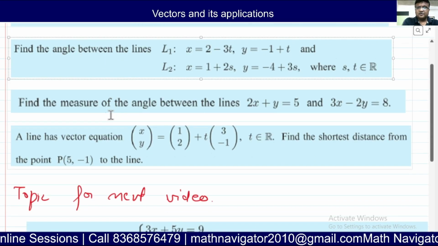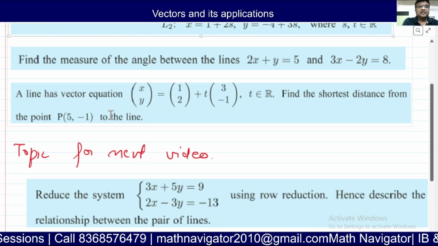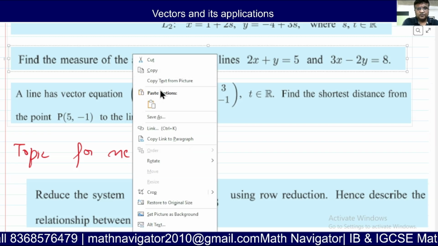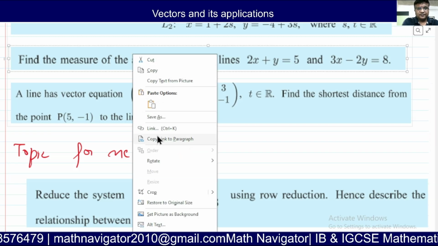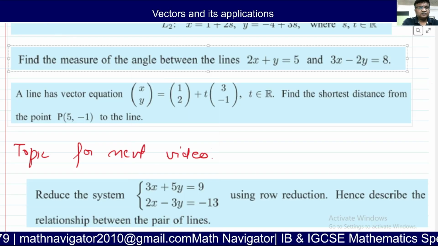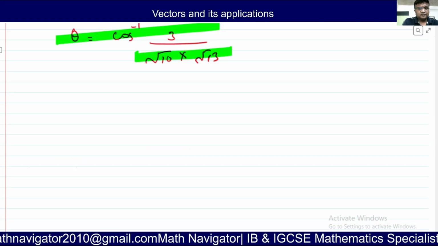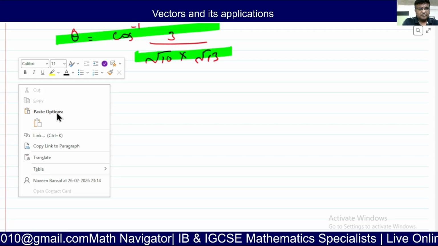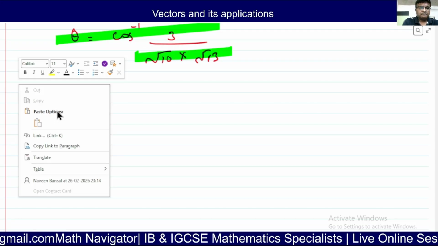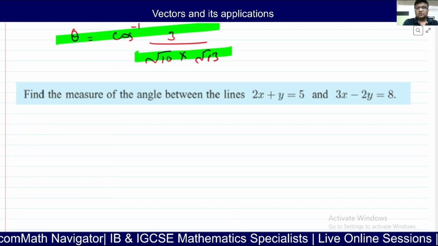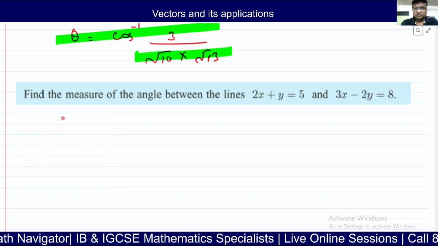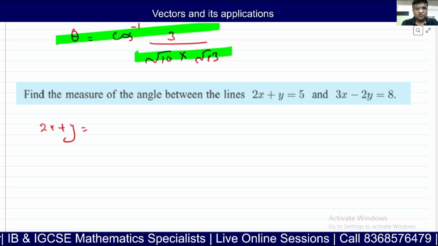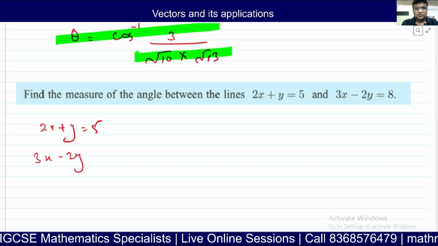Okay, find the measure of the angle between the lines. This you can do. See, there is a little twist in this question, so I'm going to do this question with... so I have got the equation. 2x plus y is equal to 5. 3x minus 2y is equal to 8.